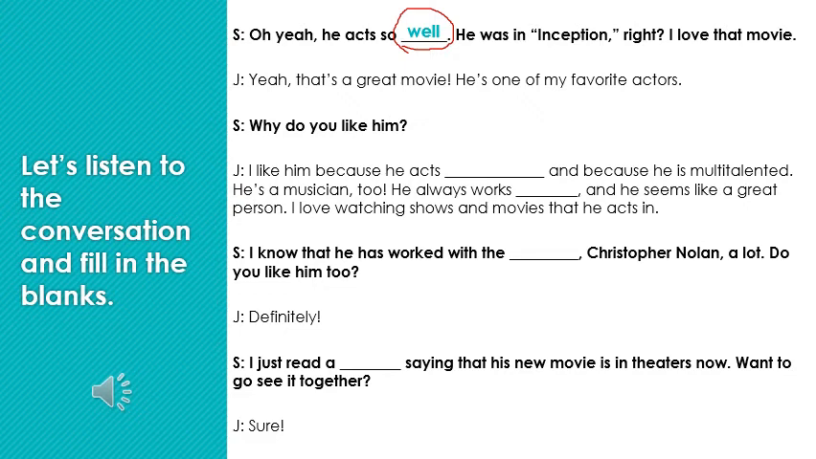Next, I like him because he acts amazingly. This is also an adverb, and we can tell easily by that ly on the end. Here we see we can take an adjective like amazing and turn it into an adverb by adding that ly. Next, he always works hard. Remember, this is one of those where we do not add ly.